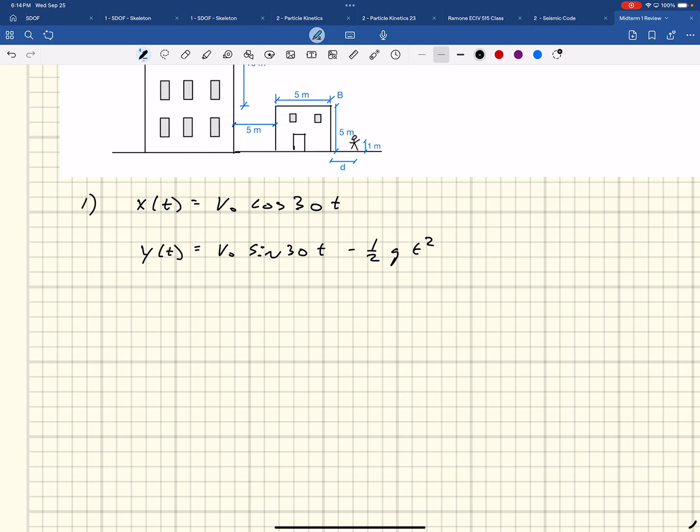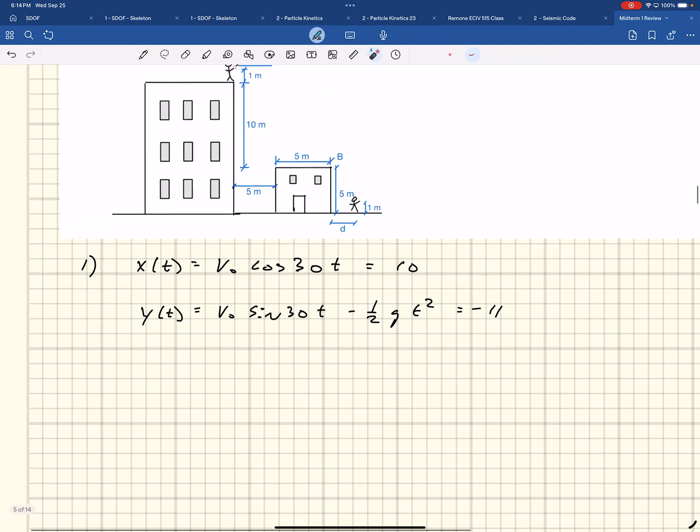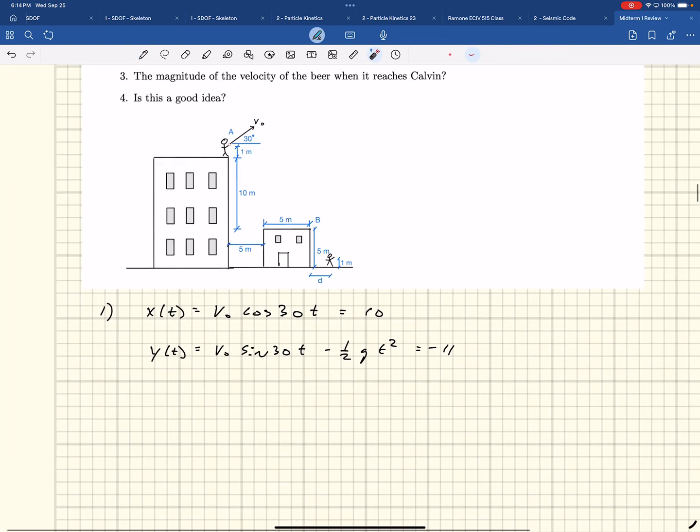At this point, literally I set this equal to 10, and I set this equal to negative 11. Where did I get those? I got those from this point right here, the Y position. It's going to go down 1 and then down 10, so that gives me the Y position of this location. And then to the right, it's going to go 5 and 5, so that's going to be 10 right there. So at this point I solve those two equations, two equations and two unknowns. What are the unknowns? V naught and time. Those are the two unknowns in these equations.